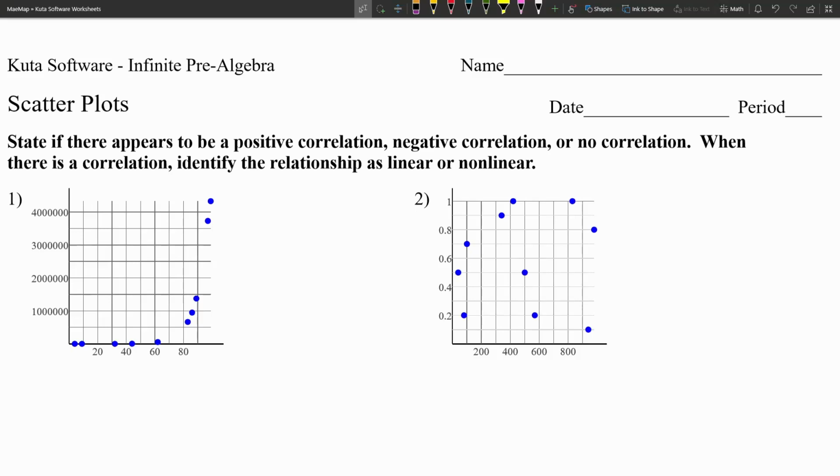In this video, we're going to complete the Kuta Software Infinite Pre-Algebra free worksheet, Scatter Plots.